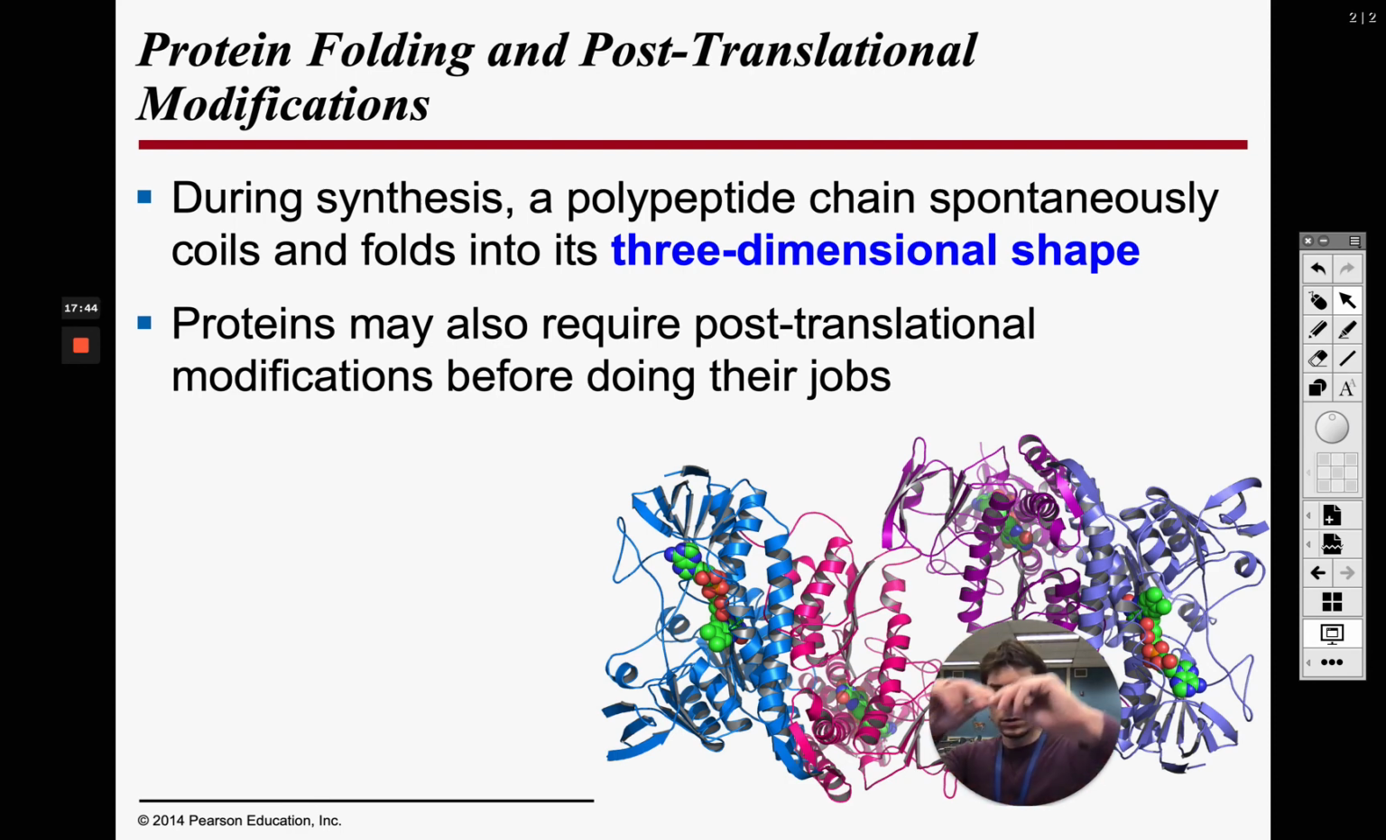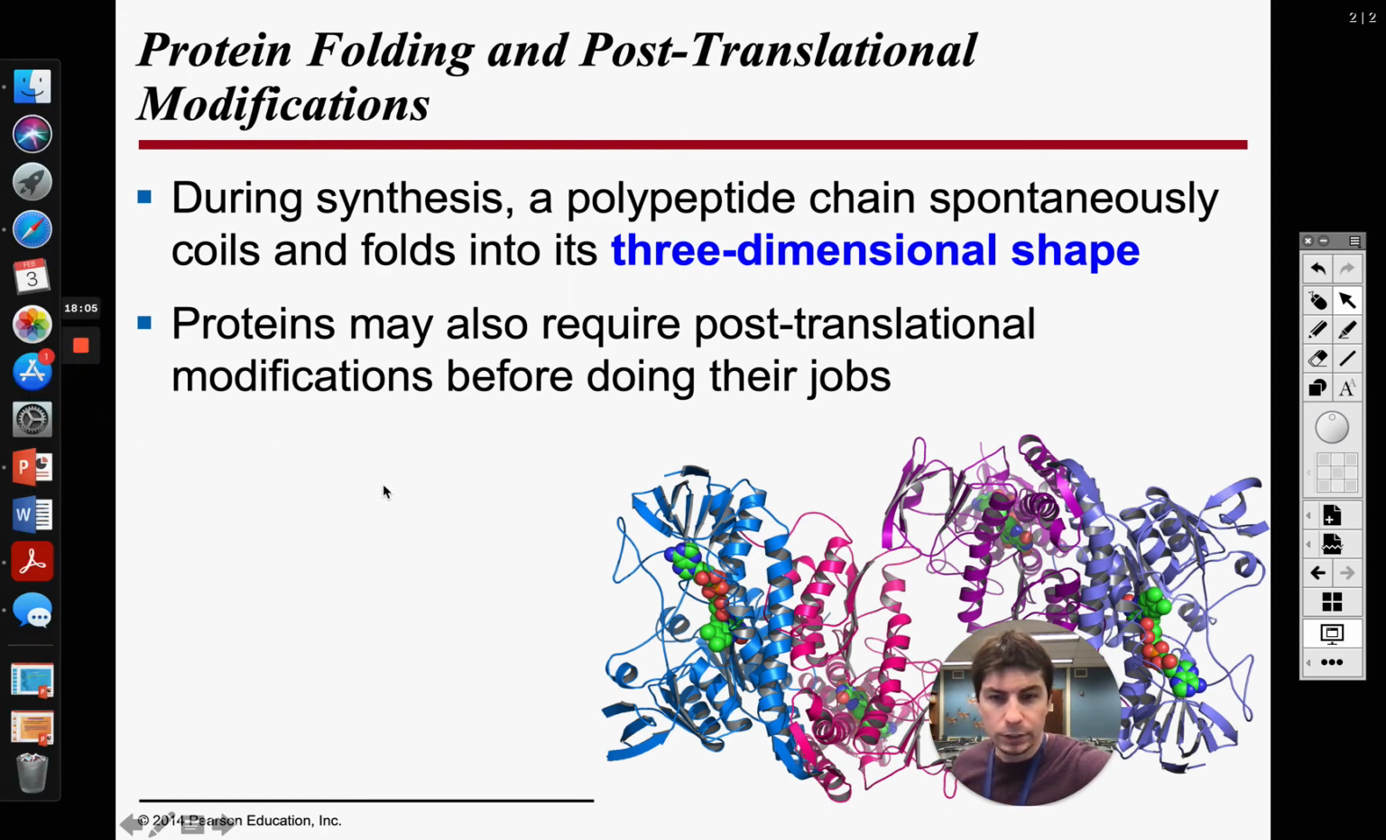If we just have a long polypeptide chain, it's not going to do anything for us. It's not going to have an active site or anything like that when it comes to proteins. So we make it into a three-dimensional shape. We do some hydrogen bonding between the R groups of our amino acids, and that helps us to get our three-dimensional shape.